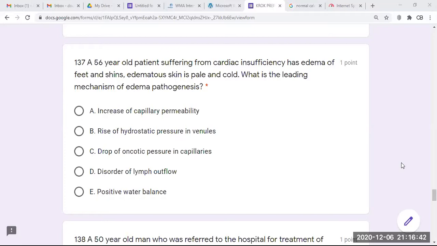Okay, so why was the hydrostatic pressure increased? Because of cardiac insufficiency. So cardiac insufficiency, what happened? So the heart wasn't able to pump blood in the forward direction, that is into general circulation. So the venous return kept on coming, and there was a backlog, right? So let me just draw something simple here, and you get a better understanding.